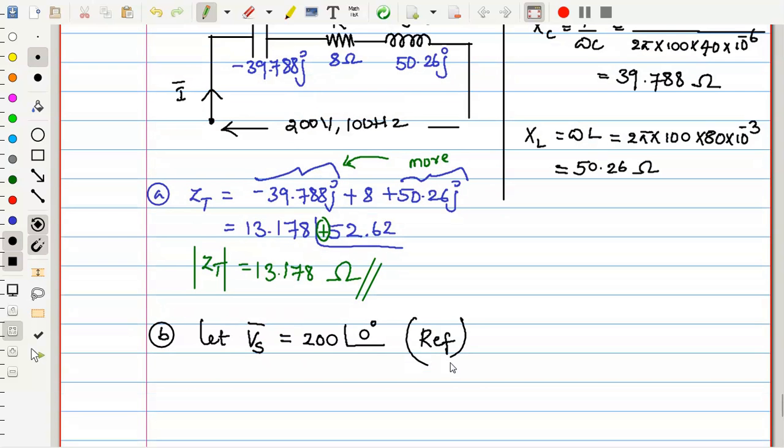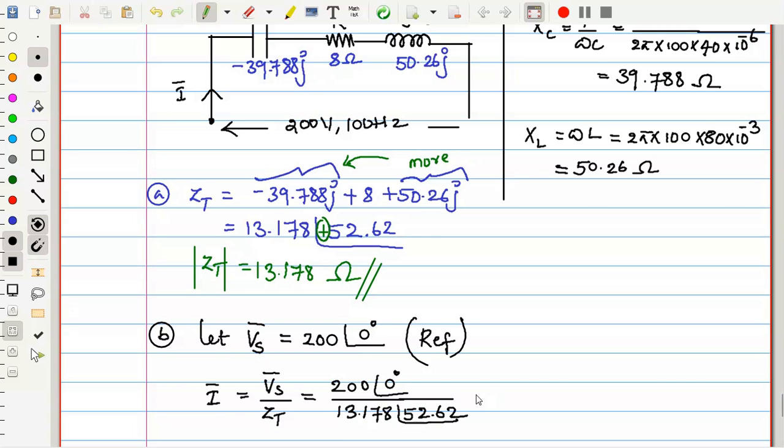Now if Vs is this, can I calculate the current phasor as the voltage phasor divided by the total impedance? So this is 200 at an angle 0 divided by the impedance. Don't put only the magnitude here; again polar form, magnitude and angle: 13.178 at an angle of 52.62. How much is the current?